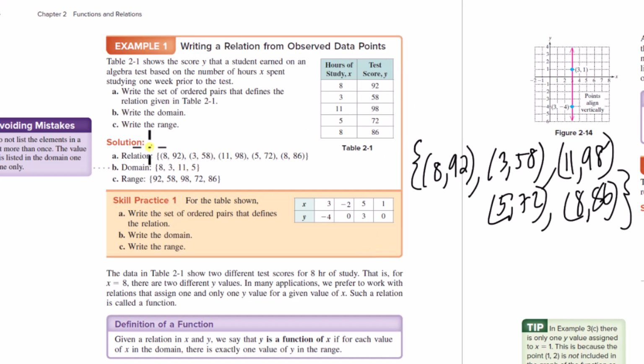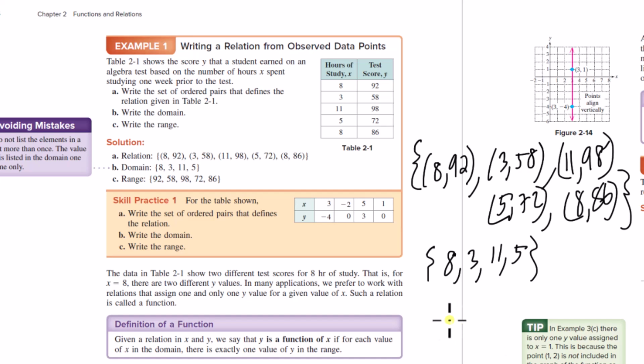So, okay, but now what's the domain of this set of ordered pairs? Well, the domain is the set of numbers 8, 3, 11, 5, 8. And actually, no, we don't put duplicates. So I just leave off this 8 here. There's no reason to put duplicates. So this is the set of all inputs that you can input into this relation, and you're going to get an output. If you input anything else, you're not going to get an output.